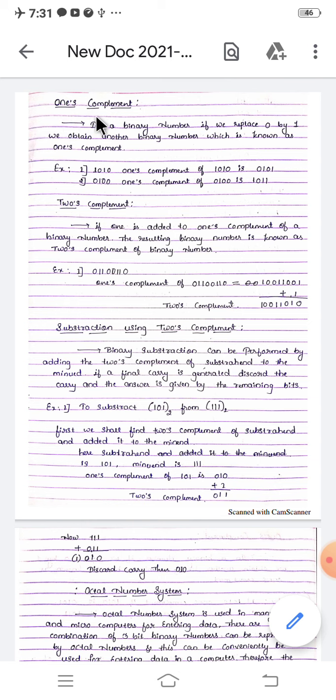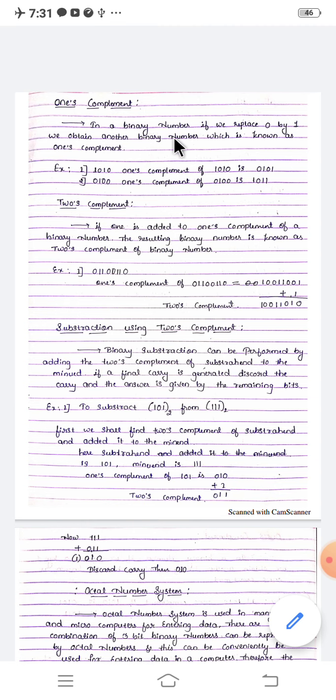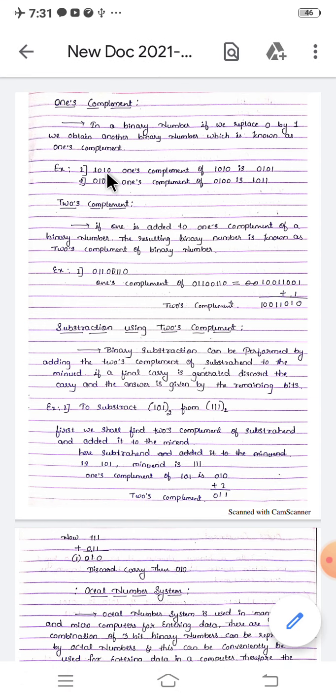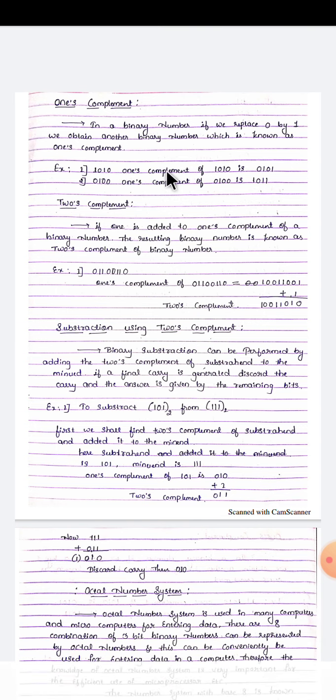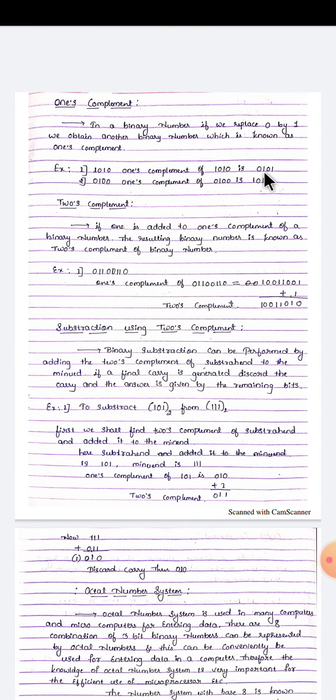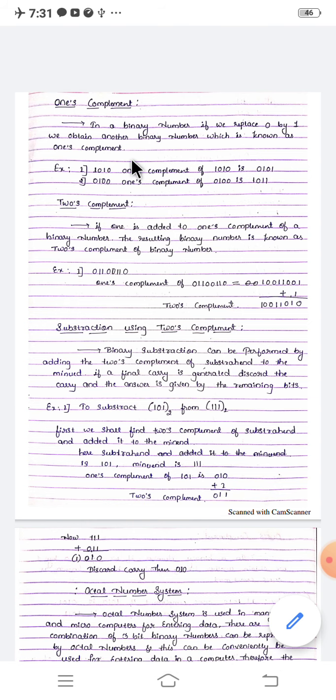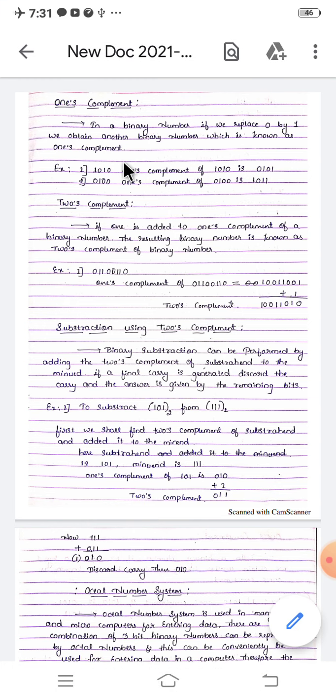So what is ones complement? In a binary number, if we replace 0 by 1 and 1 by 0, we obtain another binary number, which is known as ones complement. Ones complement is clear. So now twos complement.